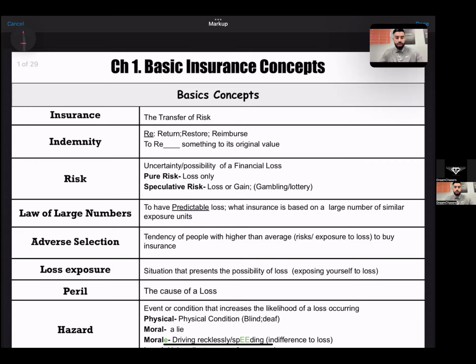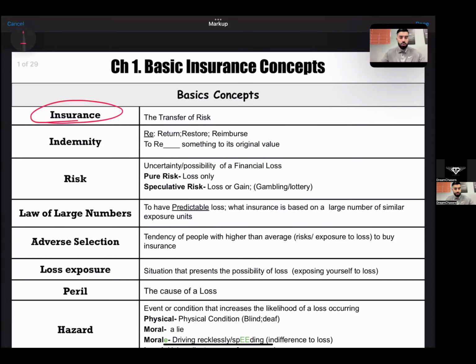Okay, so we will be going over chapter one, which is basic insurance concepts. These are just words that you need to become familiar with, understanding the definition more than anything, as you may see this on the test. I just want to simplify it to make it as easy and as simple as possible. Okay, so first off is insurance.